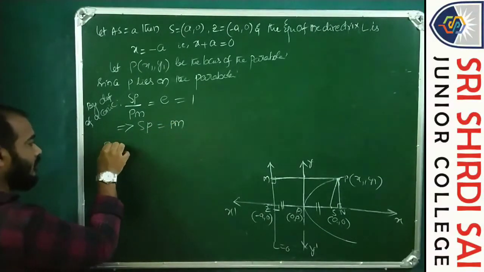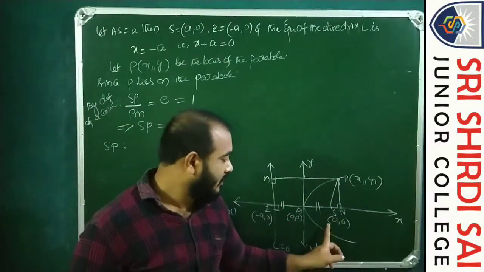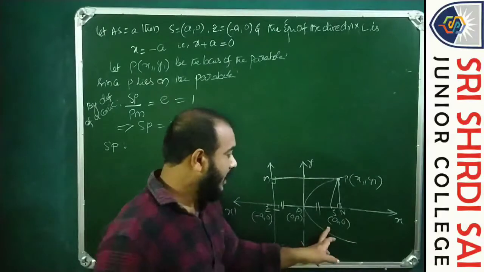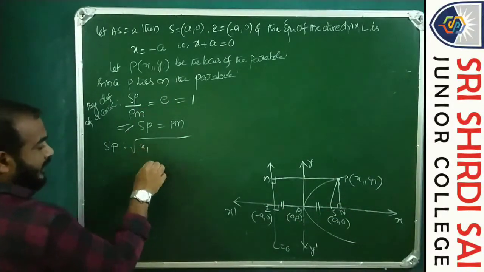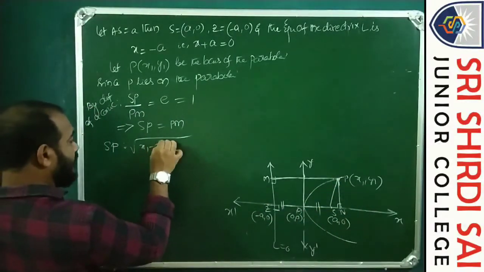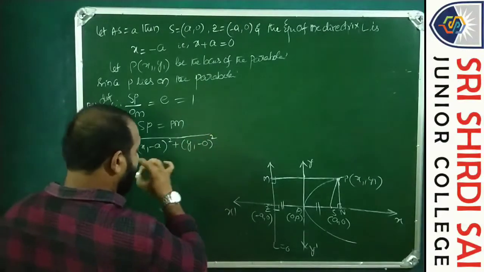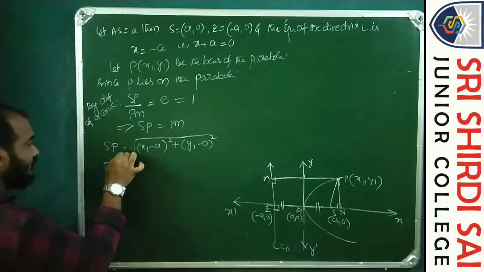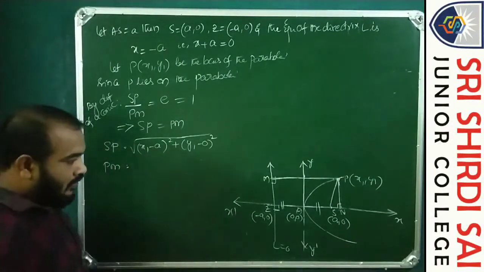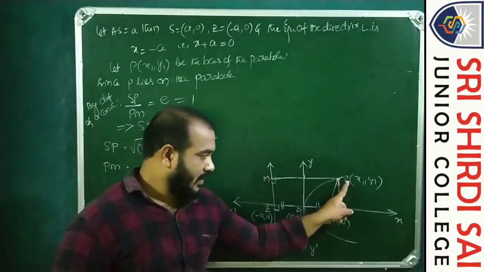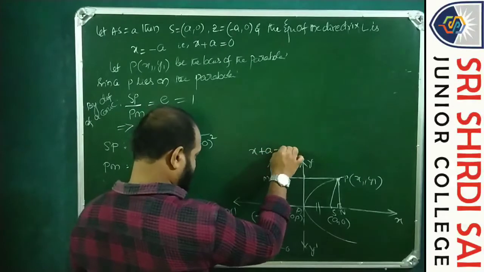What is SP? SP is the distance between these two points, (a, 0) and (x1, y1). That is the square root of (x1 minus a) whole square plus (y1 minus 0) whole square. And what is PM? PM is nothing but the perpendicular distance from P(x1, y1) to the line x plus a equals 0.